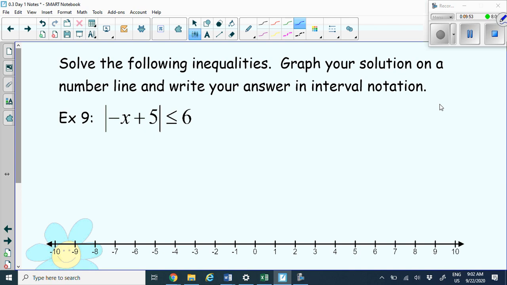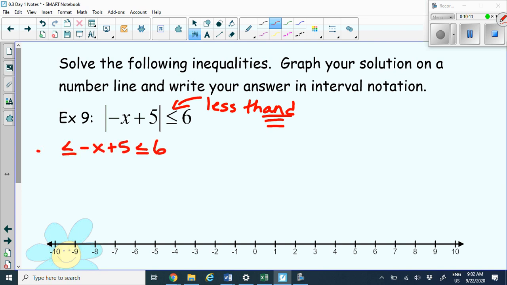Okay, let's see what you got here. Once again, we have a less than, so it's an and problem. So I need to make sure I create a compound inequality. Okay, I subtract 5 from both sides. So I have x is greater than or equal to -11, and then less than or equal to 1.